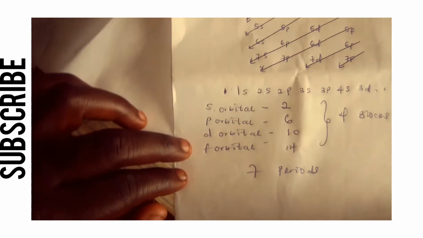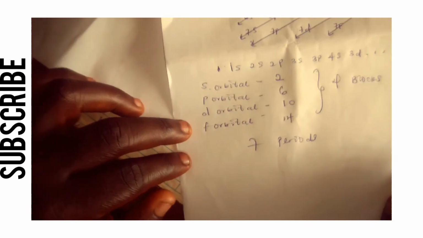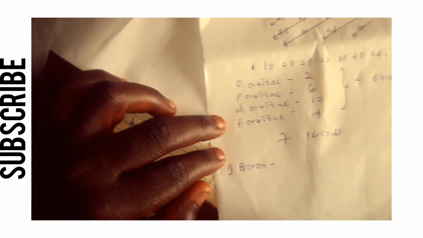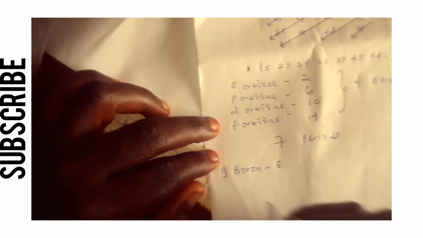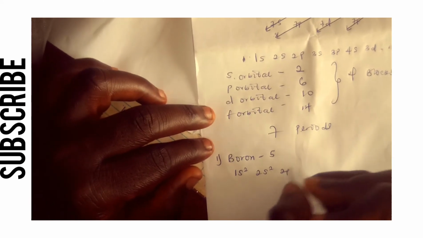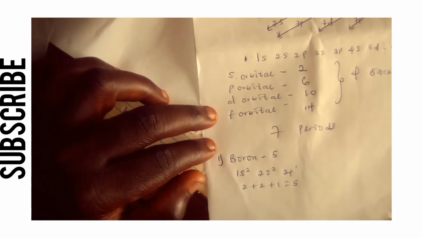Now, let's write the electronic configuration for some elements. The first example, boron. Boron has an atomic number of 5. Therefore, 1s2, 2s2, and 2p1, where 2 plus 2 plus 1 is equal to 5.